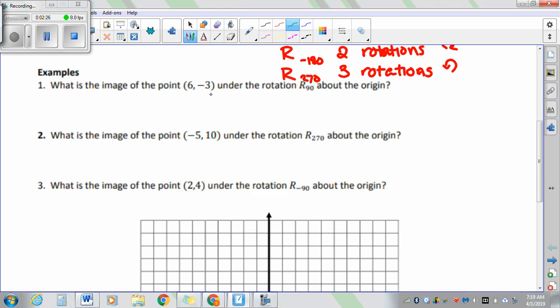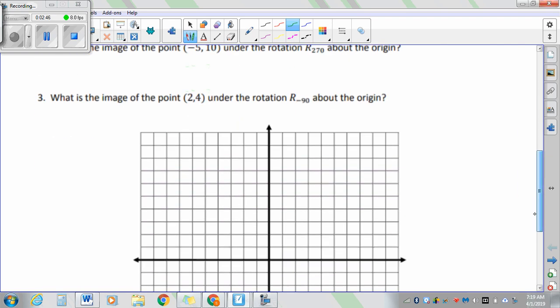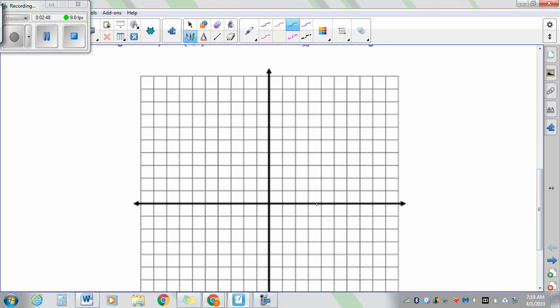So it says, what is the image of the point 6, negative 3 under the rotation R90? So R90, 90 degrees is one rotation. It's a positive number, so it's counterclockwise. So first off, I'm going to graph 6, negative 3. Use Desmos to help you out if you don't know it. So here is 6, negative 3.